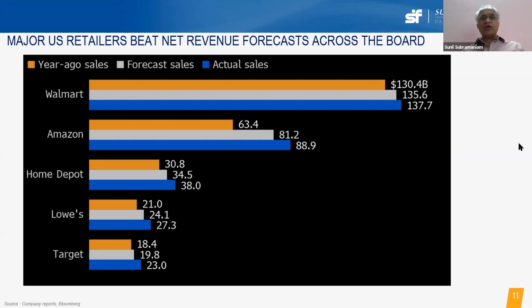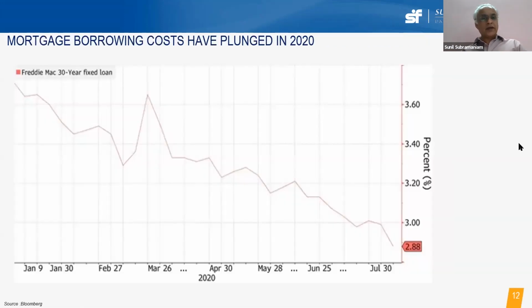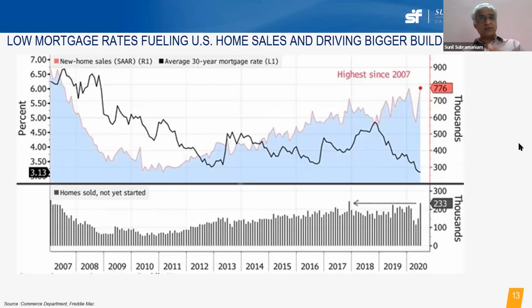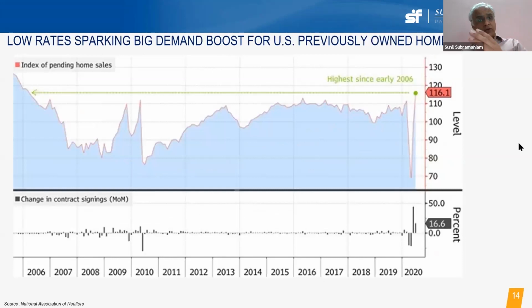So the world is clearly on a reasonably good wicket in terms of getting back the growth which was prevalent before the crisis and the lockdown. So that's good news. The other good news is that the massive rate cuts and the liquidity have led to a plunging of the mortgage borrowing costs, and unbelievably 30-year fixed rate loans for buying homes are available at below 3%. 2.88 to be precise. This has led to a massive boom in new home sales, the highest since 2007, as well as in second-hand home sales, which are highest since 2006.